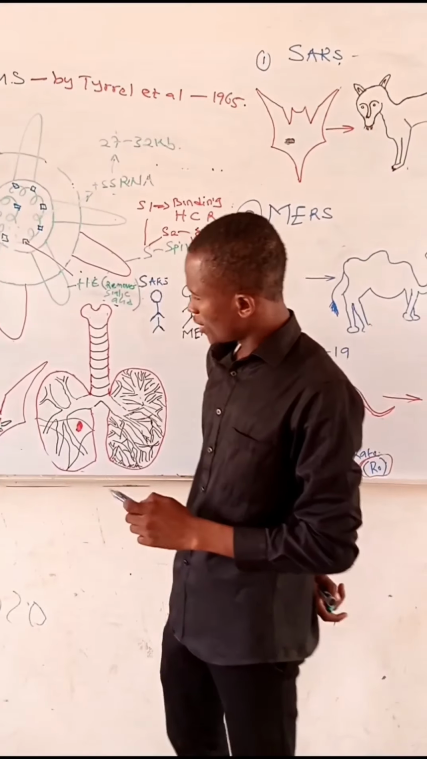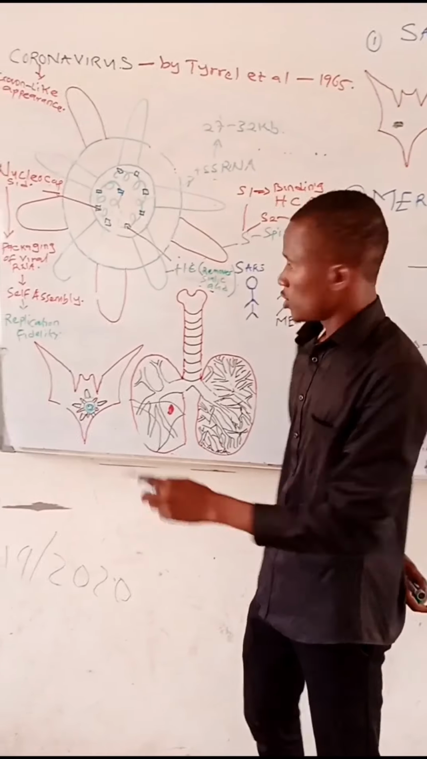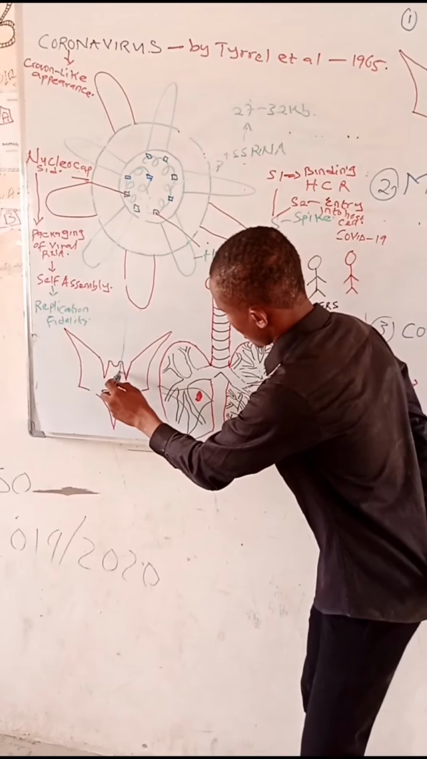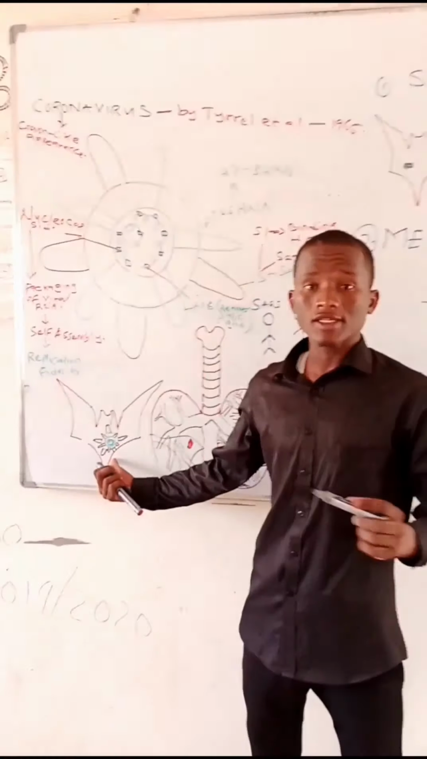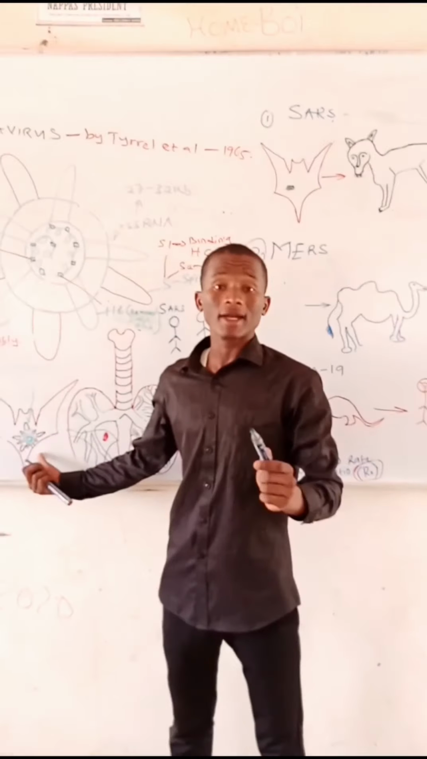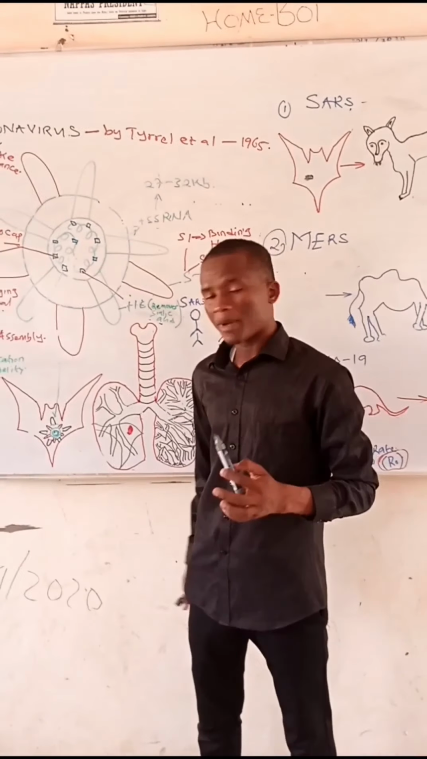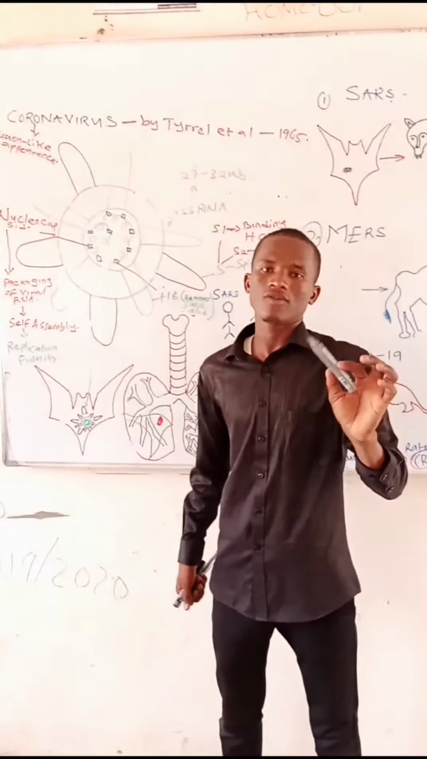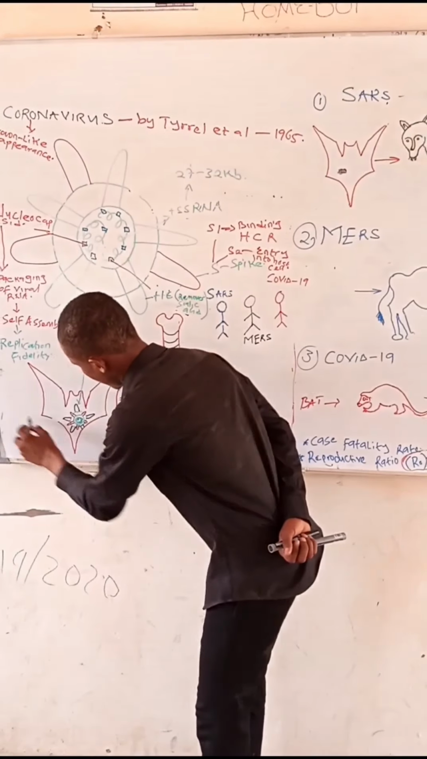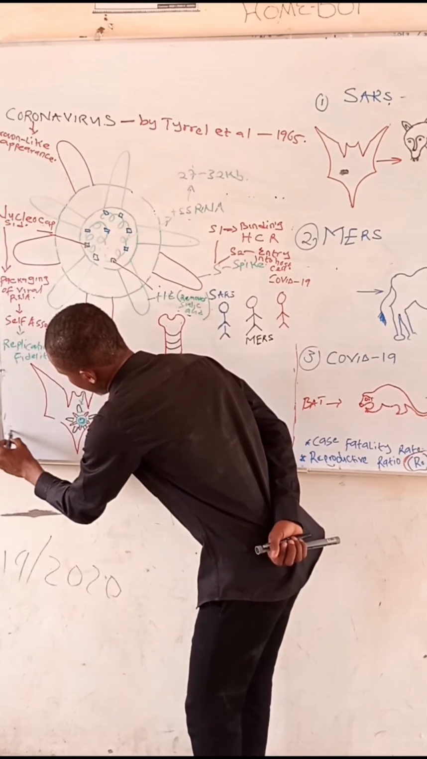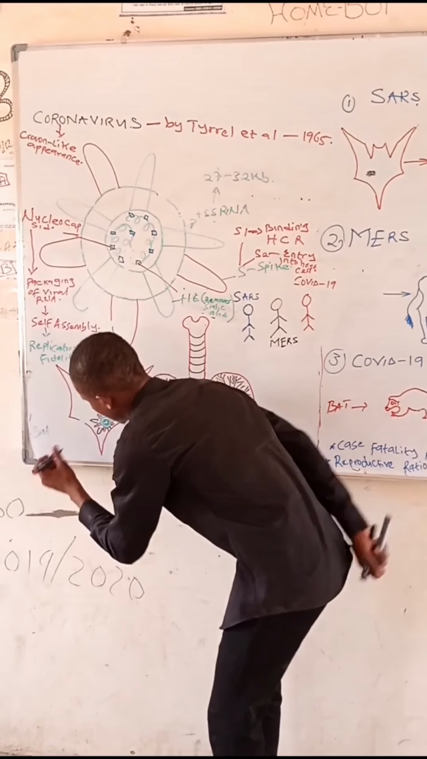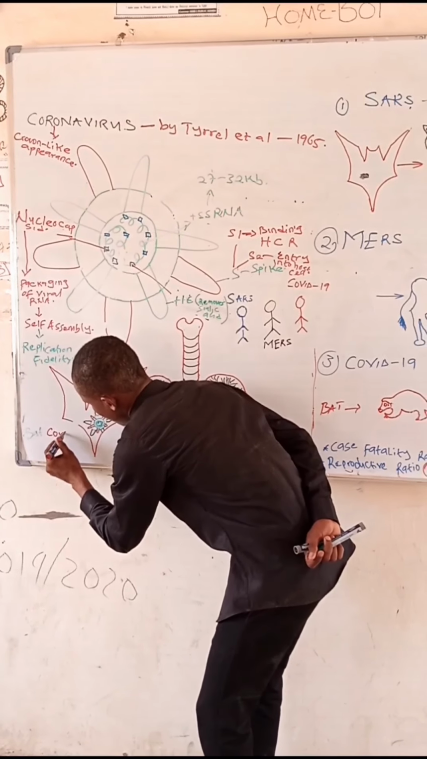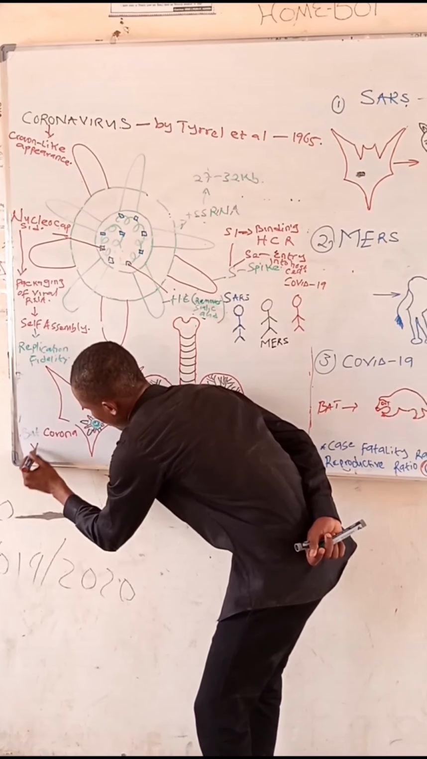This virus is found in bats. Here is my virus. As a result, it is called bat coronavirus. And the bat is considered the animal reservoir of this virus.